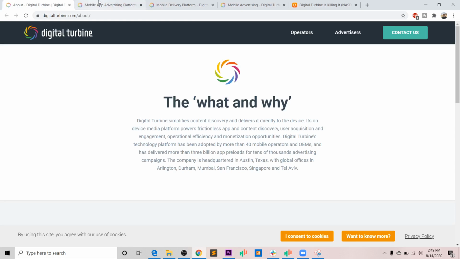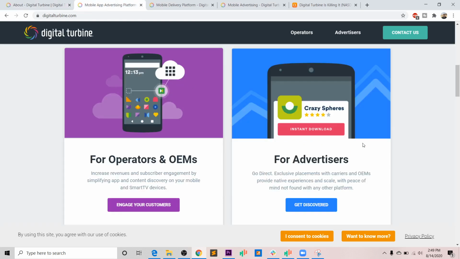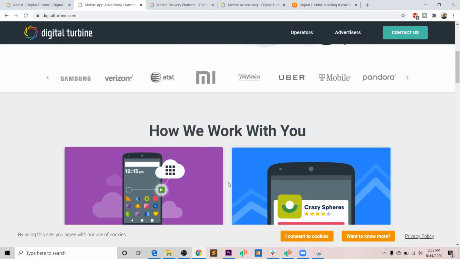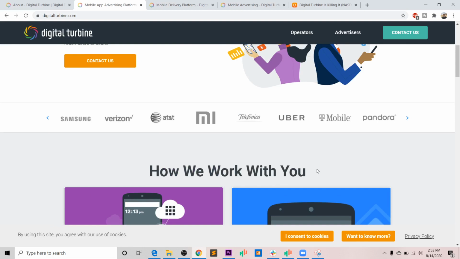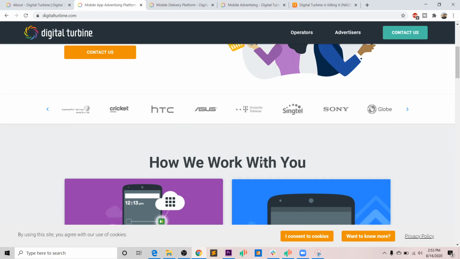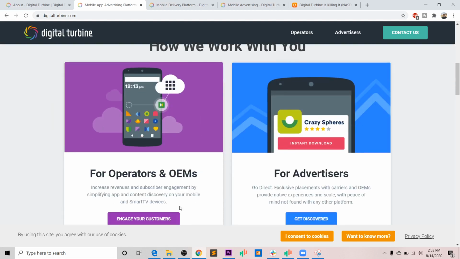And this is reinforced once again on this page right here. You've got their two main slices of their business, their relationship with operators and OEMs, so T-Mobile, Samsung, and then also the advertisers, the companies who create the applications. And scrolling up here, you can see all the different companies that basically work with Digital Turbine. You've got Samsung, Verizon, AT&T, T-Mobile, Uber, Pandora. You've got even more over here. And basically all these companies are in one of these two camps. So they're either an OEM paying for access to these applications, or they are a company that provides these applications paying to put them on those smart TVs or smartphones.